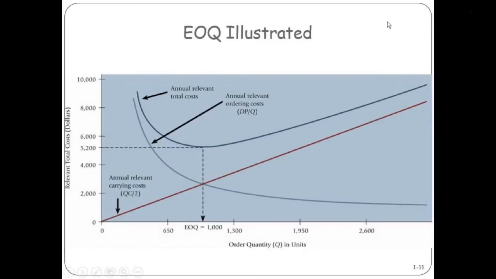Just like with the chart we had for quality, you're trying to find the minimum cost between the trade-off of two things. With quality, it was a trade-off of preventative costs and failure costs. Here, it's the trade-off of carrying costs versus ordering costs. And when you look at that trade-off, somewhere you have the optimal mix of the two, and that's where you want to be. And that will tell you what your EOQ should be down here, the economic order quantity.